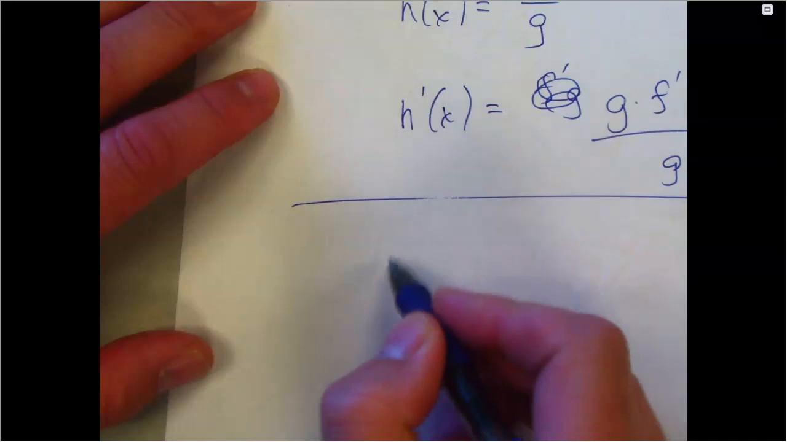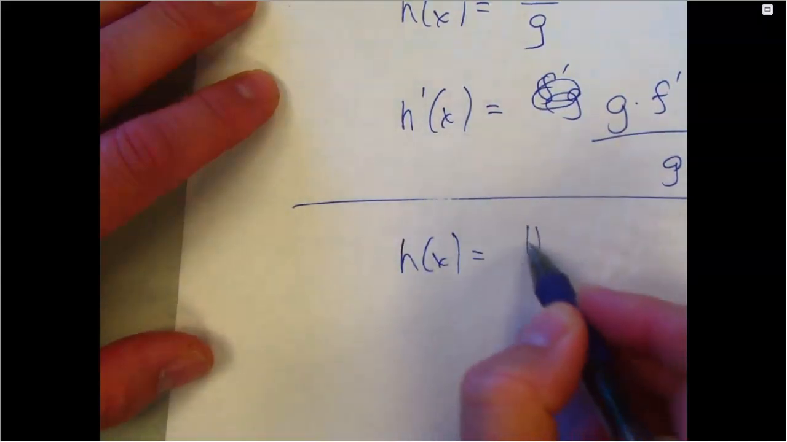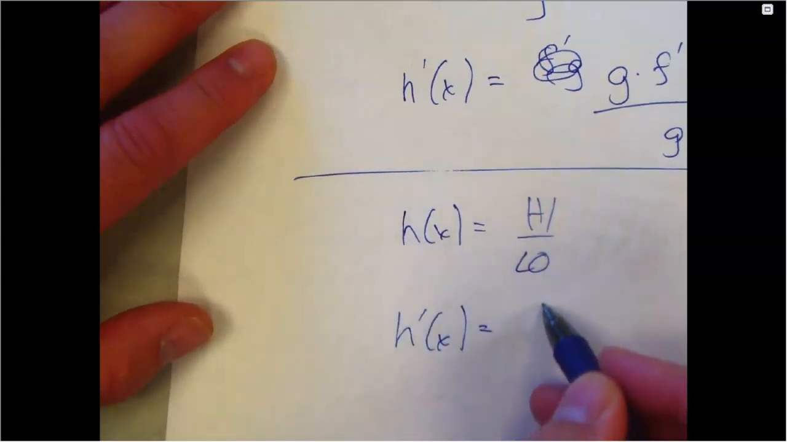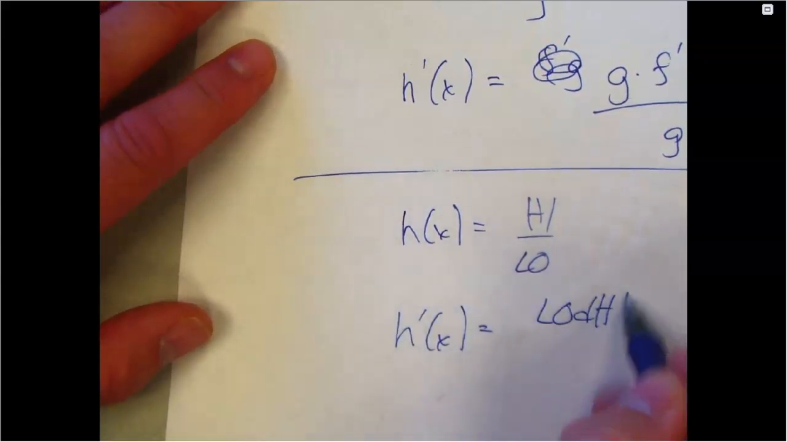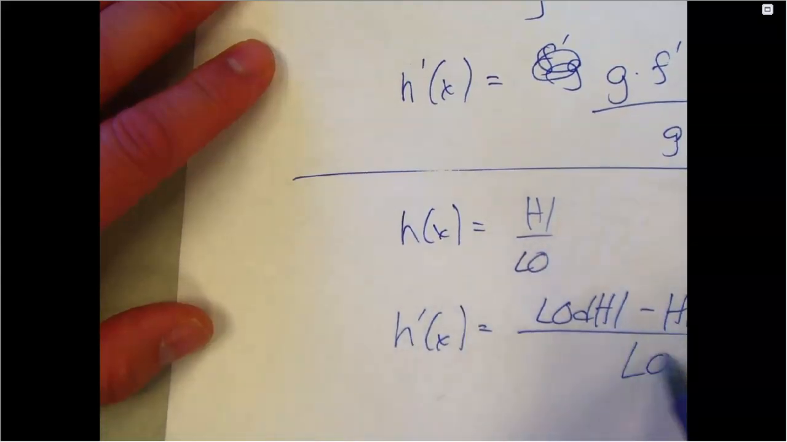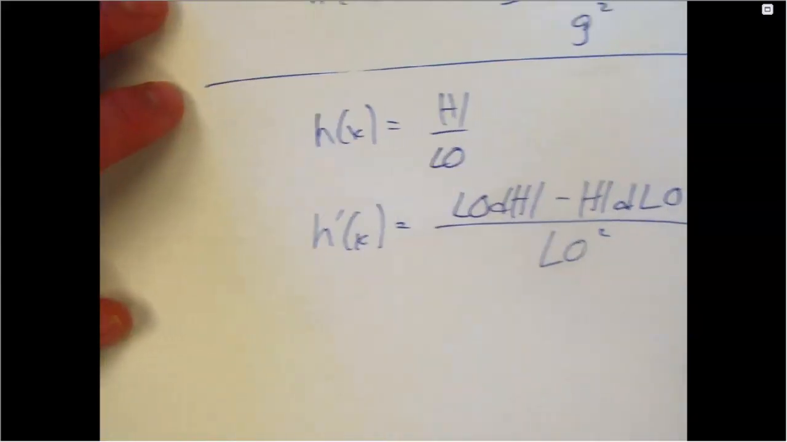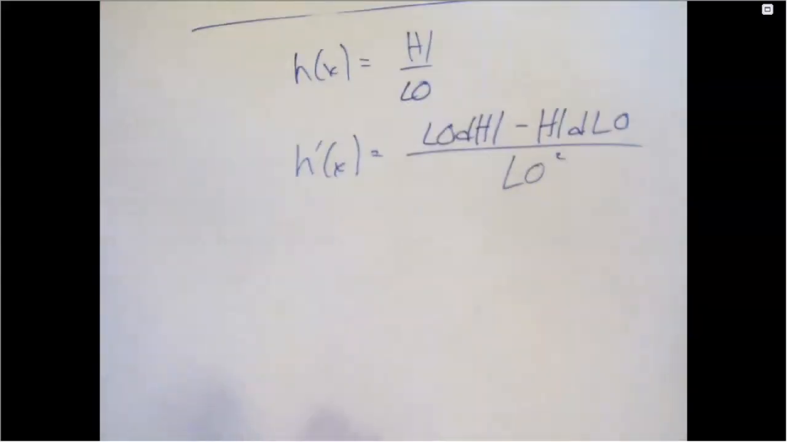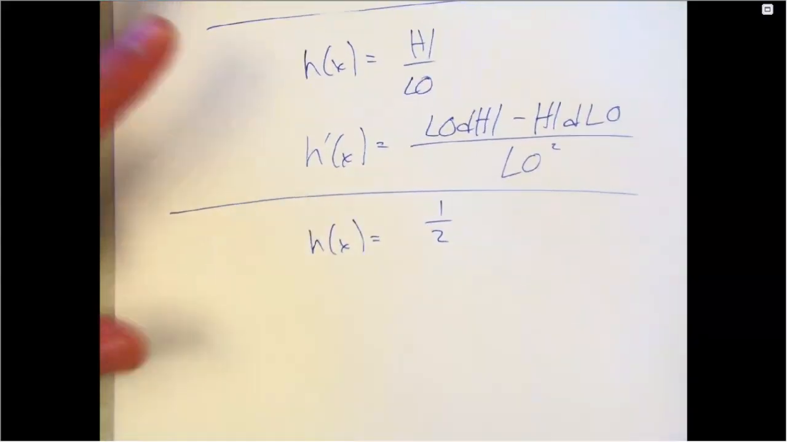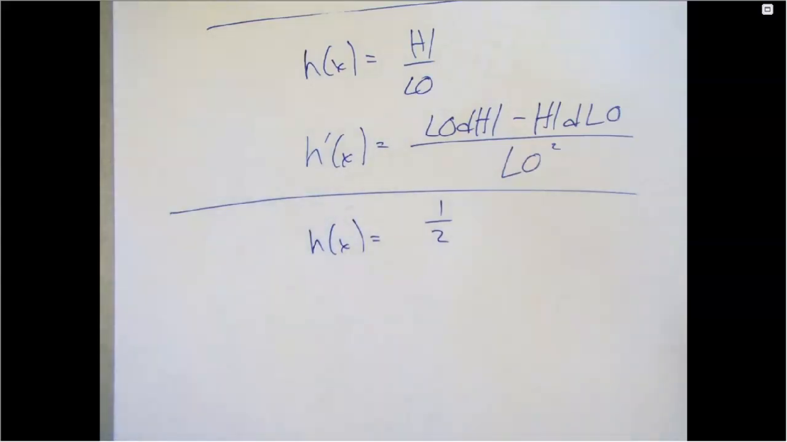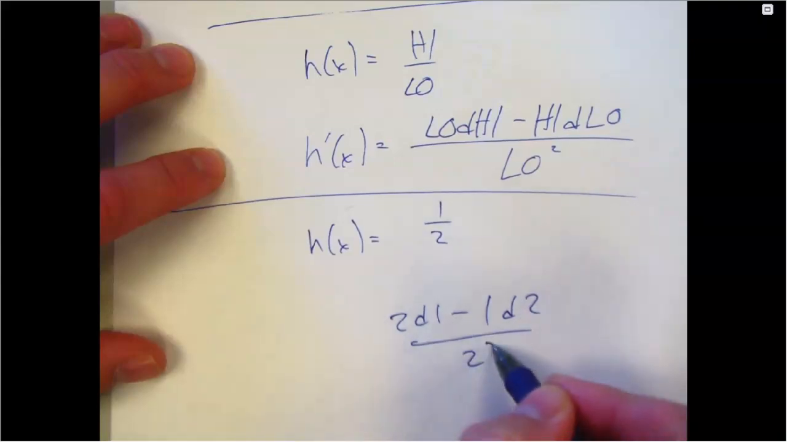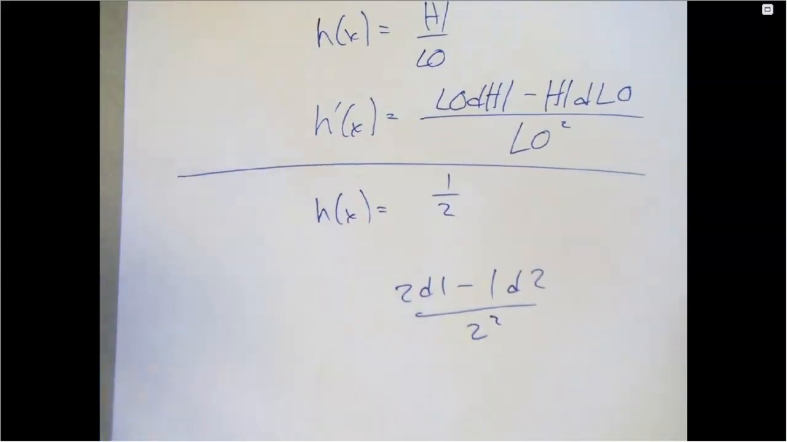Or if you call it high and low, it would be low d high minus high d low over low squared. Or call them 1 and 2, like that's not a half, right? 1 is the top thing, 2 is the bottom thing. It's 2 d1 minus 1 d2 over 2 squared. All the same rule, just written different ways.